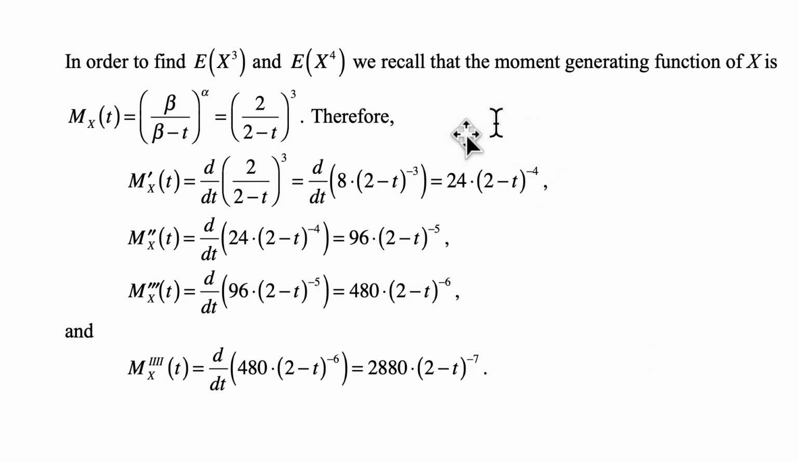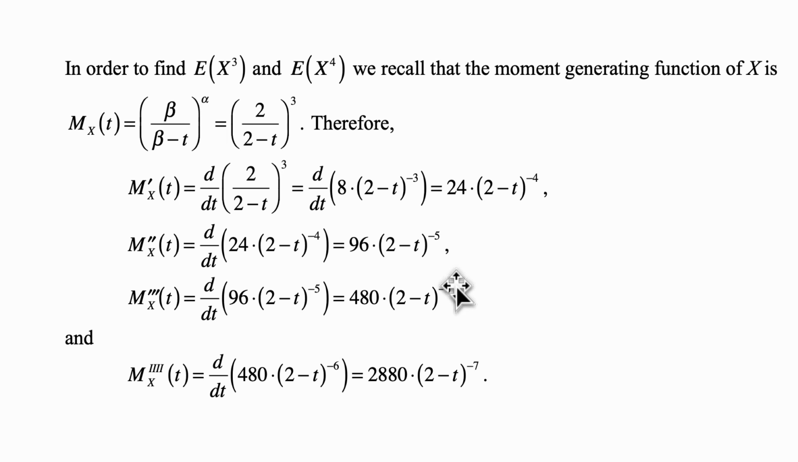The second derivative is the derivative of what you see here, and that's going to be 96 times 2 minus t to the negative fifth. And the third derivative will be the derivative of what you see here, which will be 480 times 2 minus t to the negative sixth. And then the fourth derivative, finally, the one that we need for the fourth moment, will be the derivative of what we see here, and that's 2880 times 2 minus t to the negative seventh.